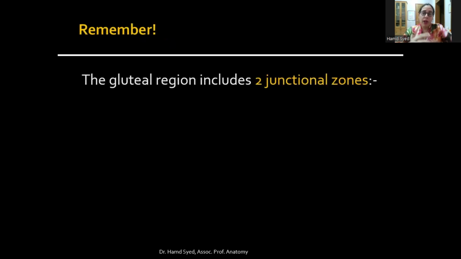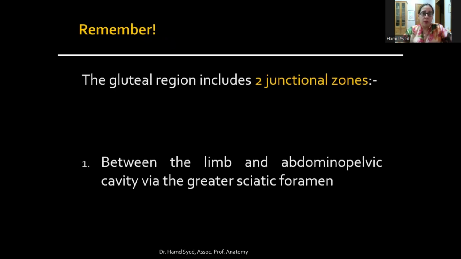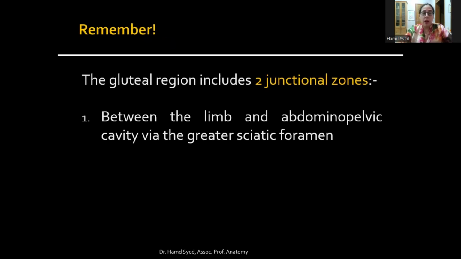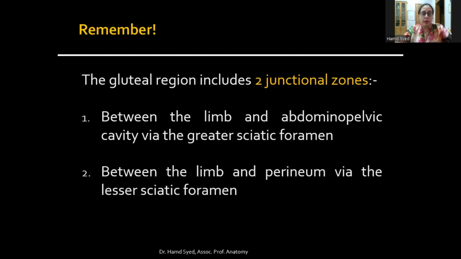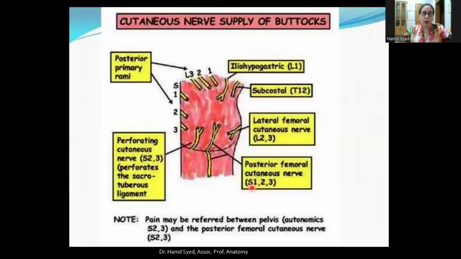Now, the gluteal region has two junctional zones. The first is between the limb and the abdominopelvic cavity via the greater sciatic foramen. And the second one is between the limb and perineum via the lesser sciatic foramen. Now, let's look at the cutaneous nerve supply of the gluteal region.